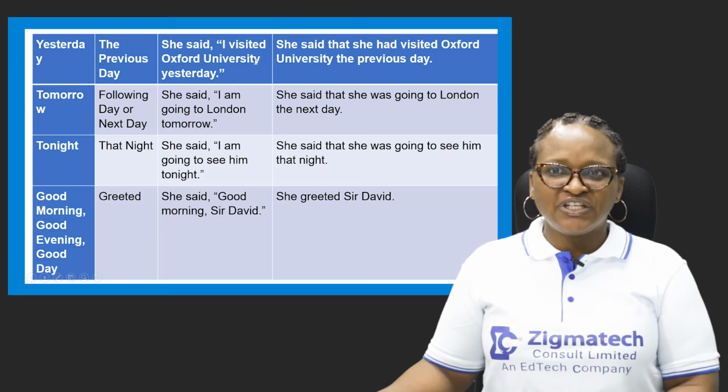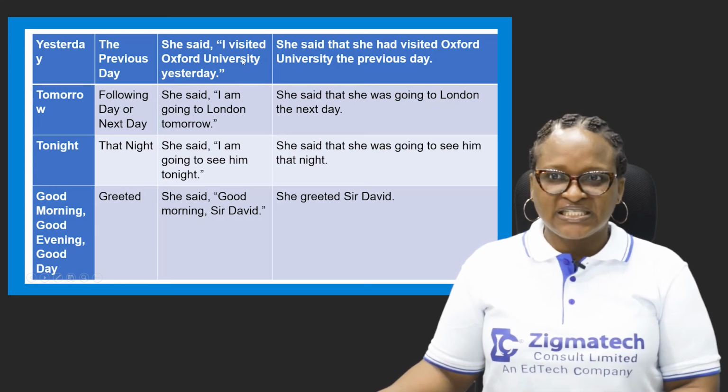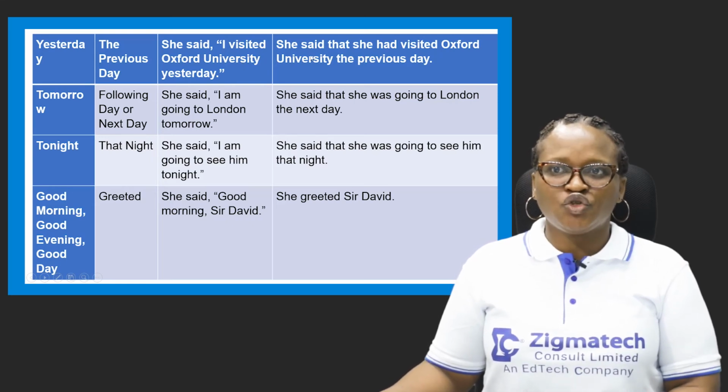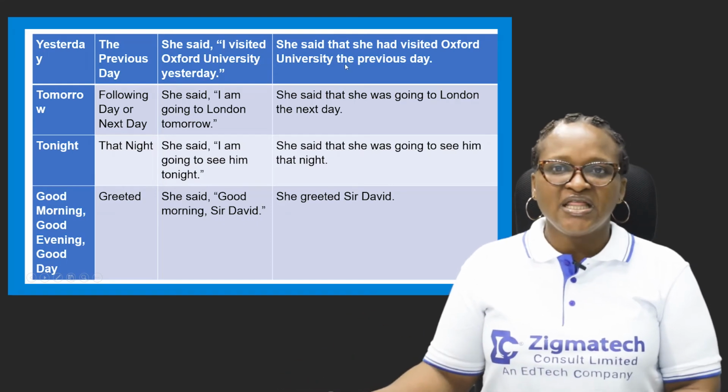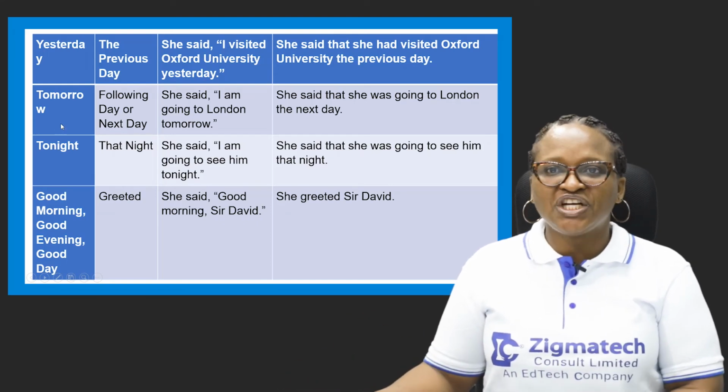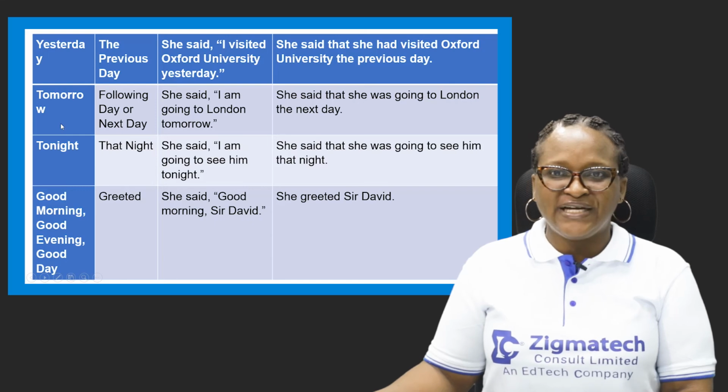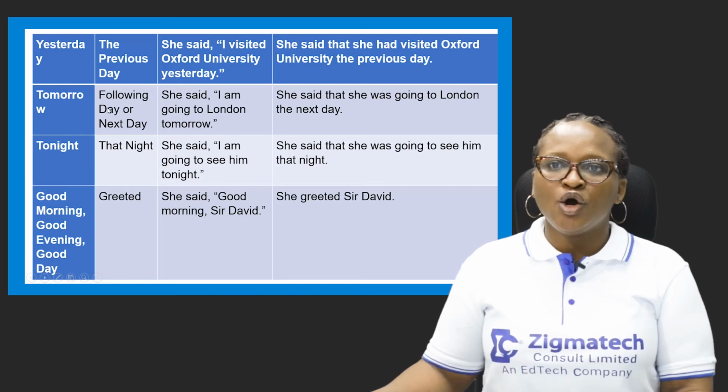So this is, I visited Oxford yesterday. So we are changing to, she said that she had visited Oxford University the previous day. Tomorrow changes to the following day or next day.